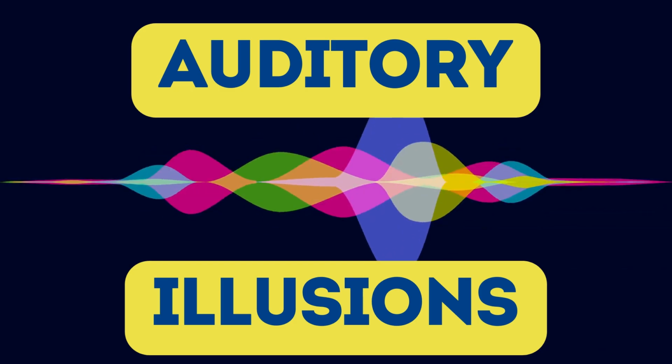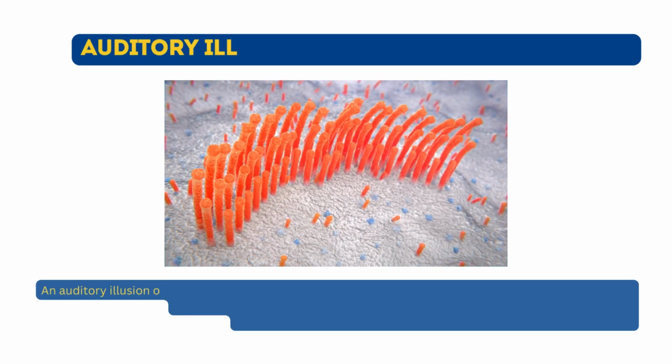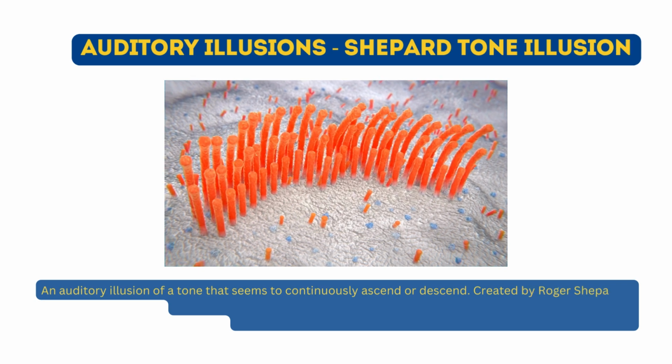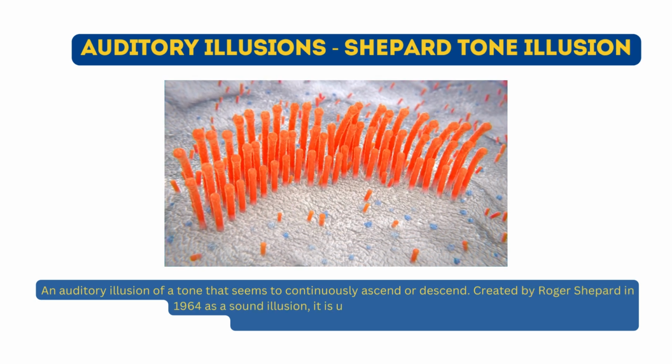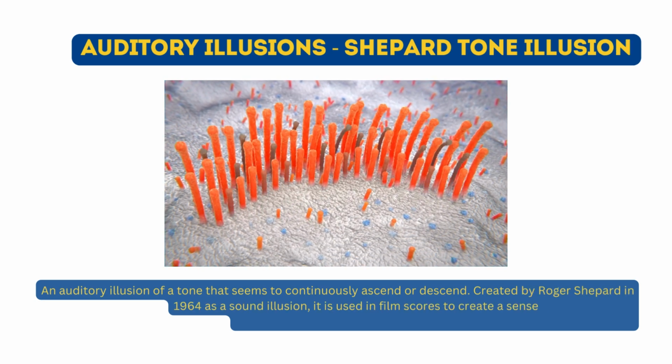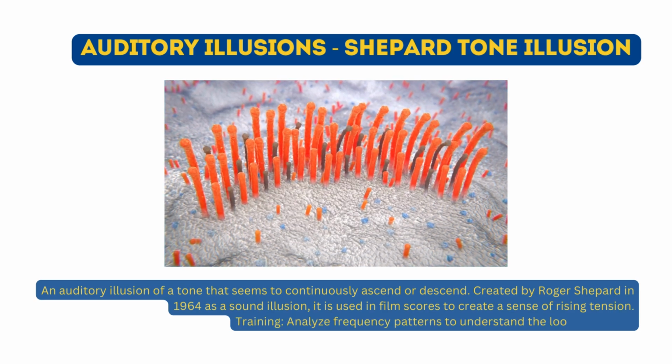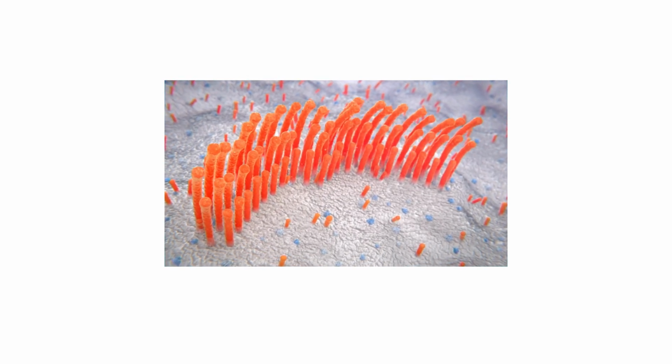Auditory illusions. Shepard tone. An auditory illusion of a tone that seems to continuously ascend or descend. Created by Roger Shepard in 1964 as a sound illusion, it is used in film scores to create a sense of rising tension. Training: analyze frequency patterns to understand the looping nature.